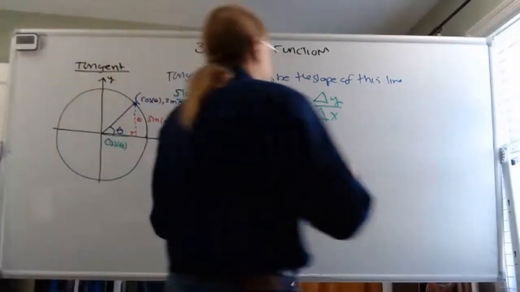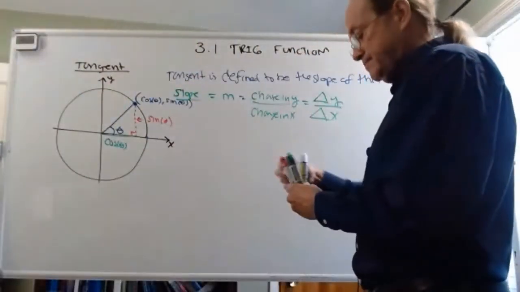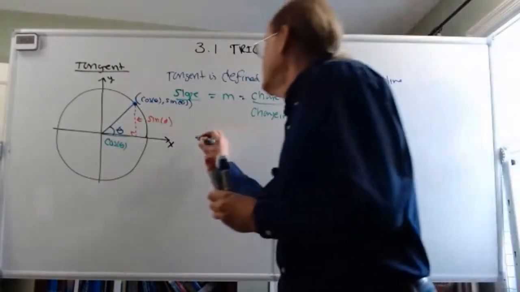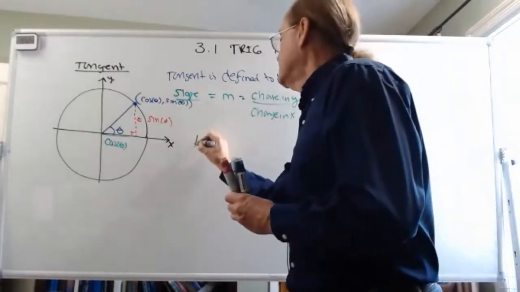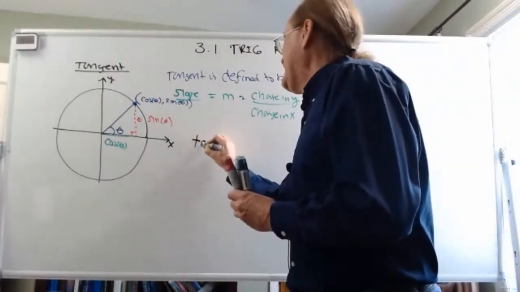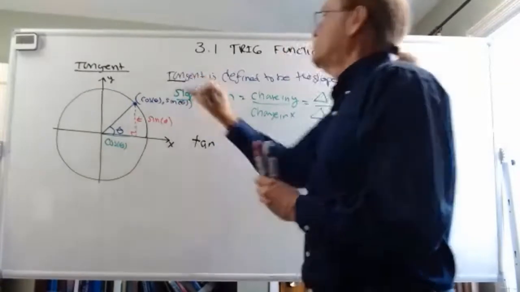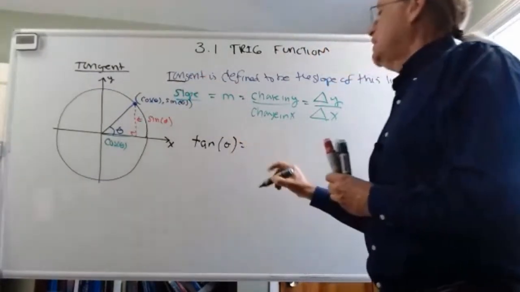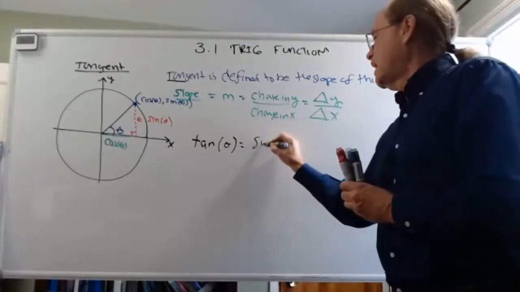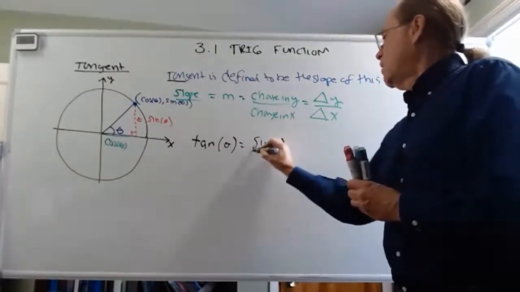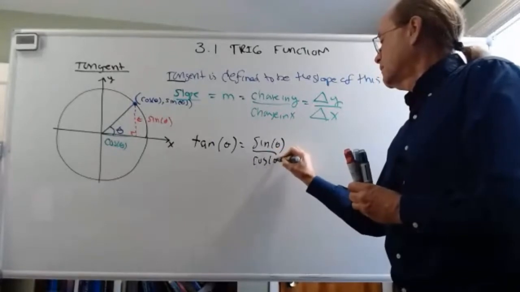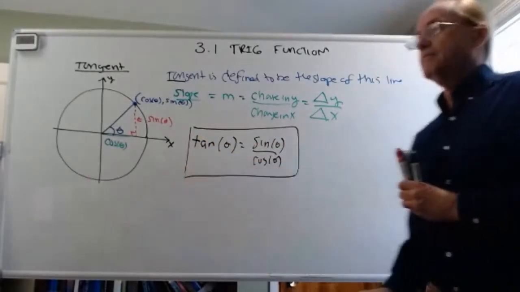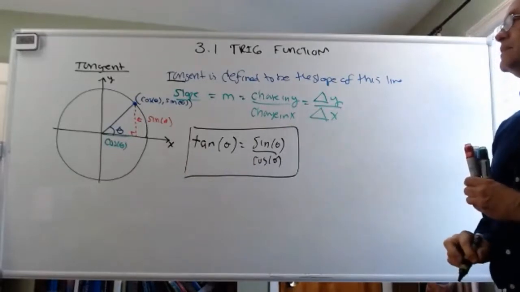So my tangent of theta, let's write it over here. We take the tangent of theta, and I'm going to write it in this way: T-A-N. We'll only take the first three letters. Tangent of theta is then defined to be the sine over the cosine. That's the way it's defined to be. We're going to talk about that in a minute.